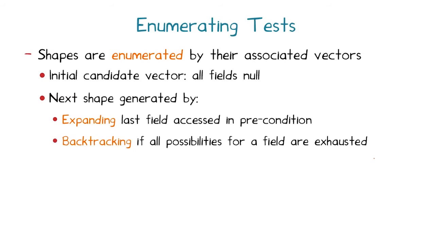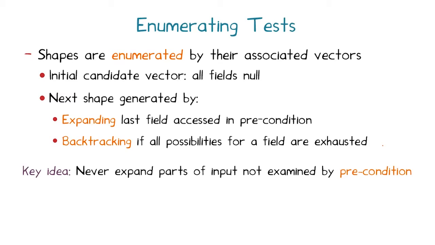Once all possible assignments for a field have been checked, then Korat backtracks in the following way. It resets that field to null, and then it expands the second to last field checked by the precondition. The key rule that lets Korat dramatically narrow its search space is that it never expands fields that are not examined by the precondition code. This is what allows Korat to skip all but one binary tree with a null root.